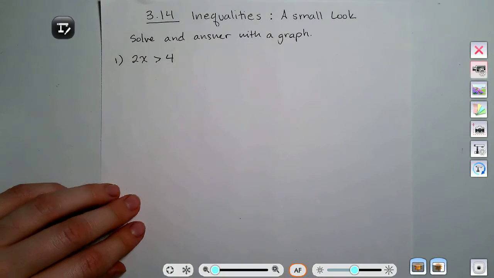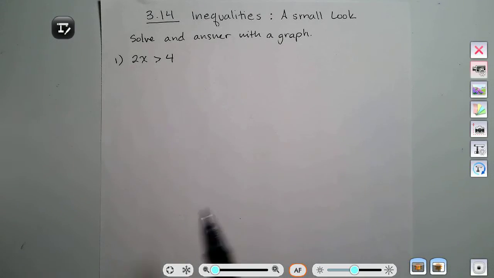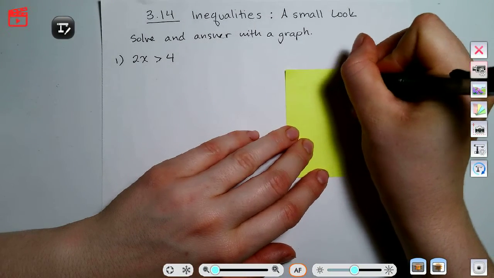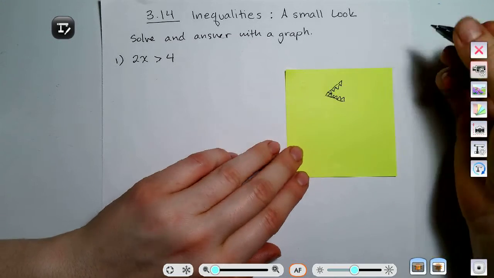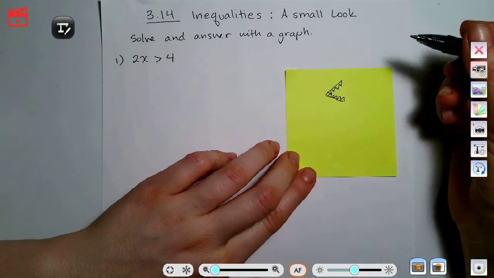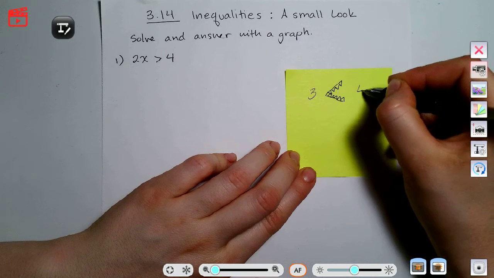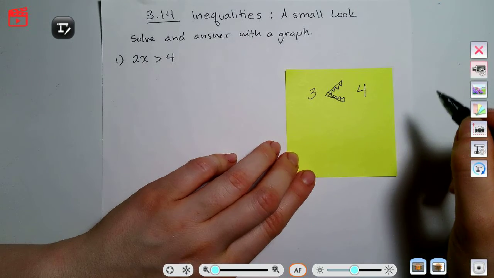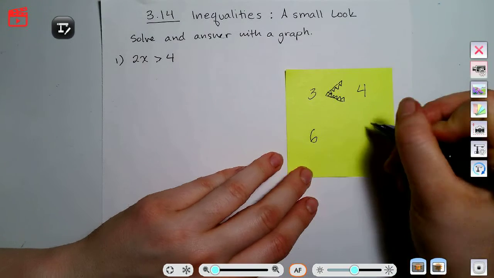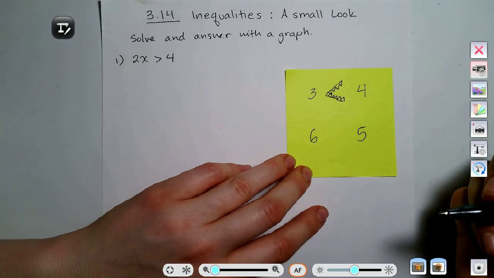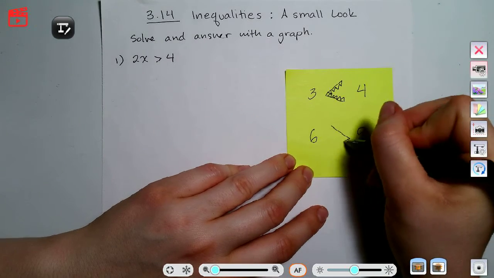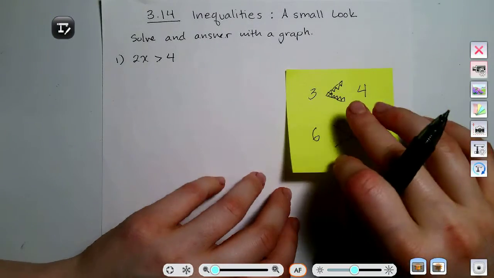Because remember, if we're thinking about, let's say, the mouth of an alligator, right? The alligator always wants to go for the bigger thing, okay? So 3 is less than 4, so the alligator is going to turn and try eat the 4 because it's bigger. So if I had 6 and 5, which way would the mouth be facing? Well, the bigger number is 6, so the alligator is going to want to eat the 6. All right.